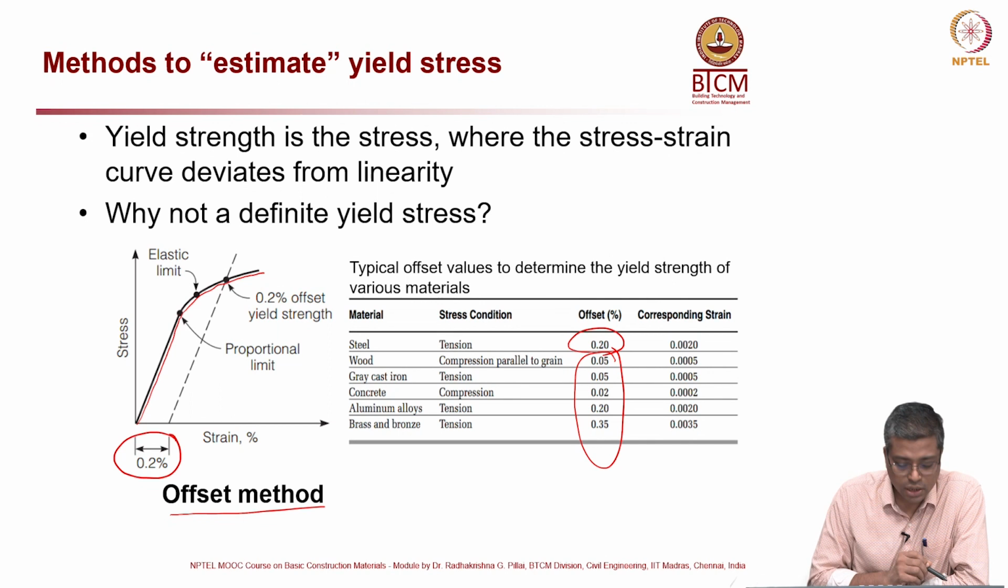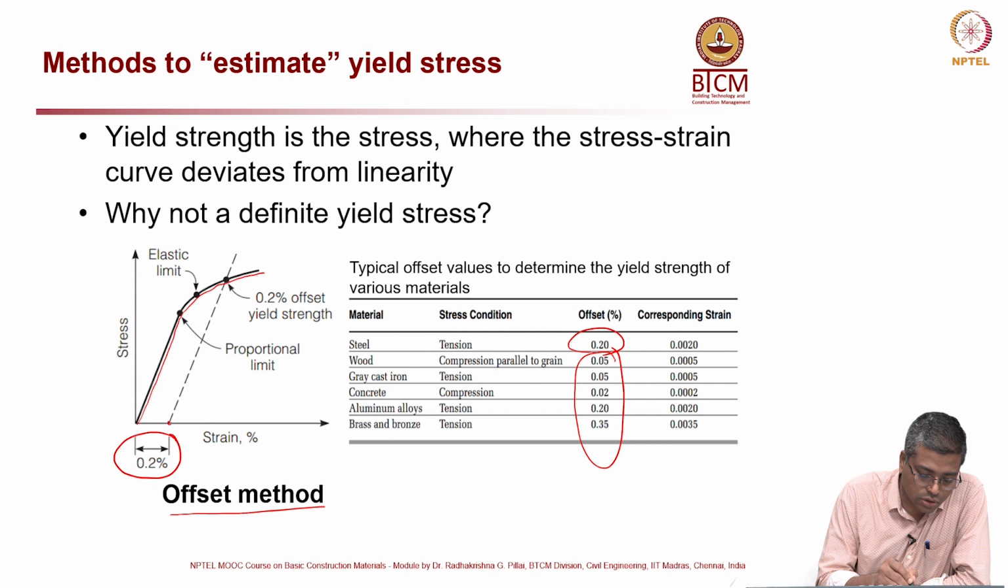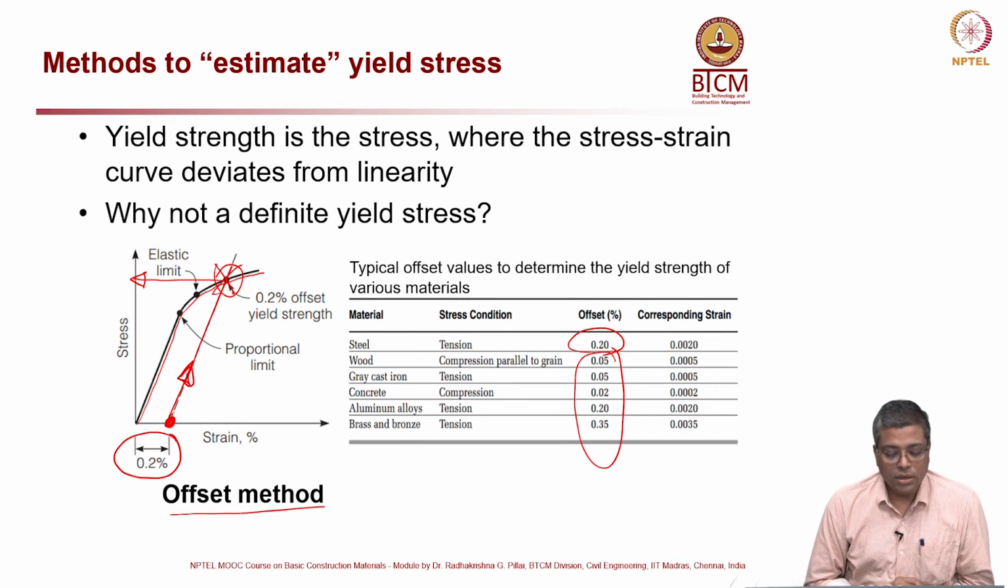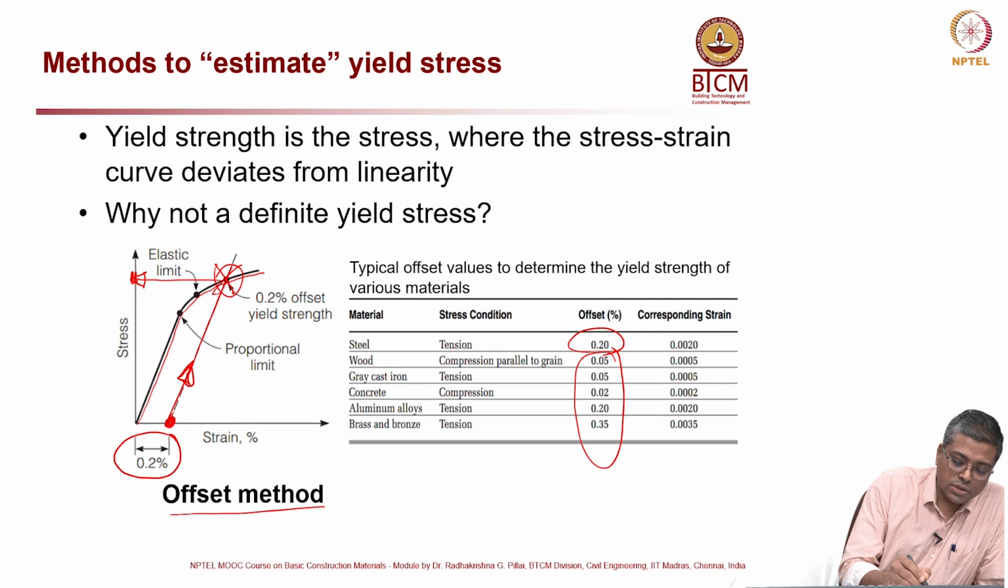So, anyway, let us look at this graph here. 0.2% you take for steel, so you mark 0.2% here, and then draw a line parallel to the original curve, and wherever that line hits the curve at this point on the top right, the stress value corresponding to that, this one here, we call the yield stress or yield strength. So this is the point which is of importance.